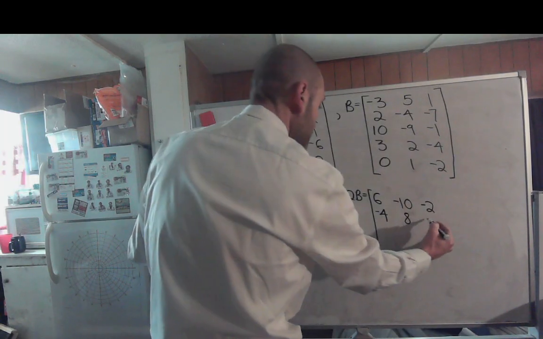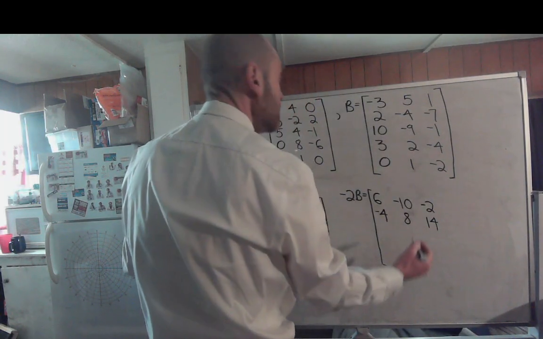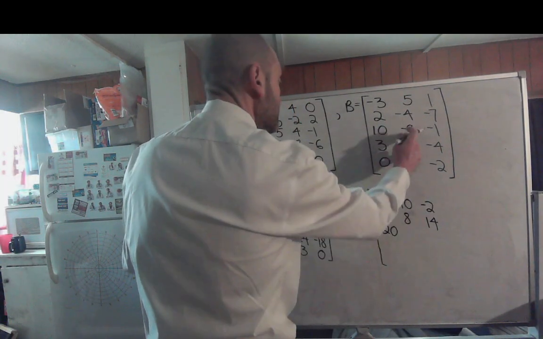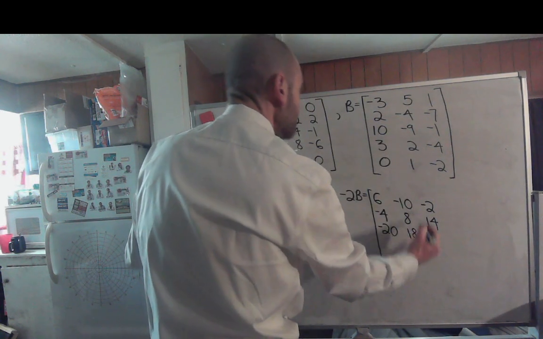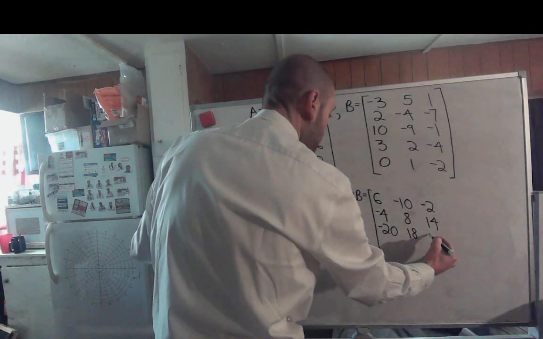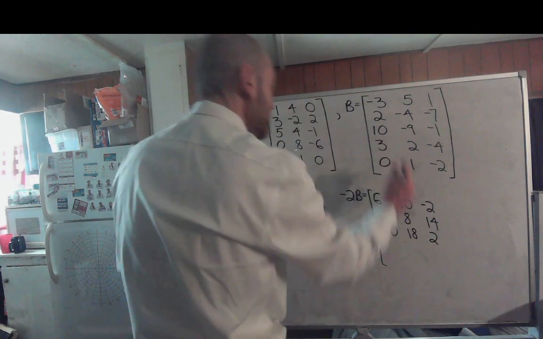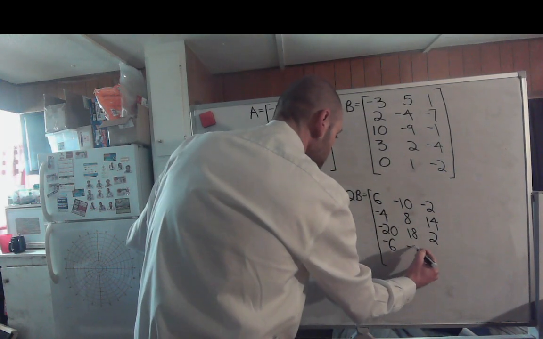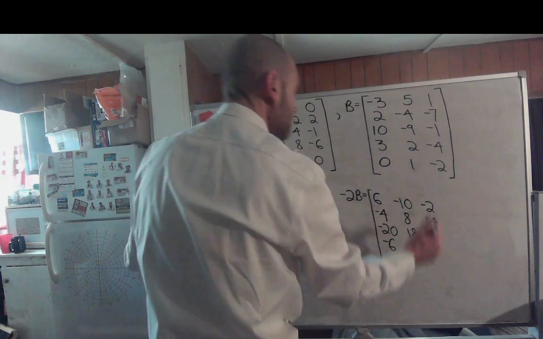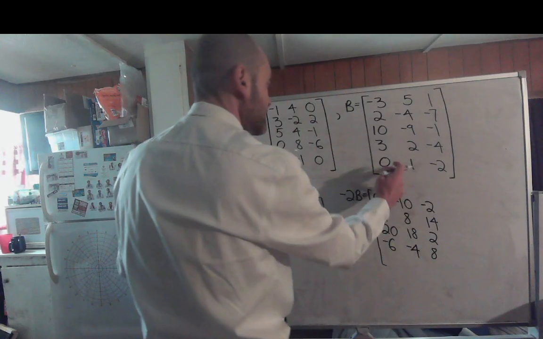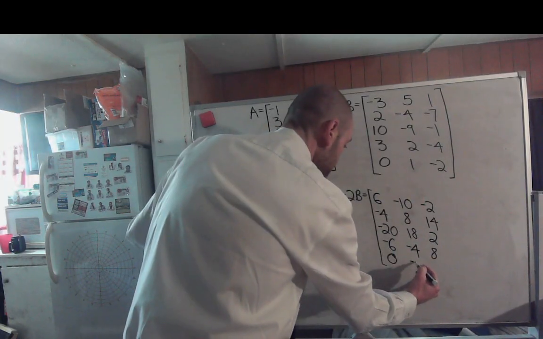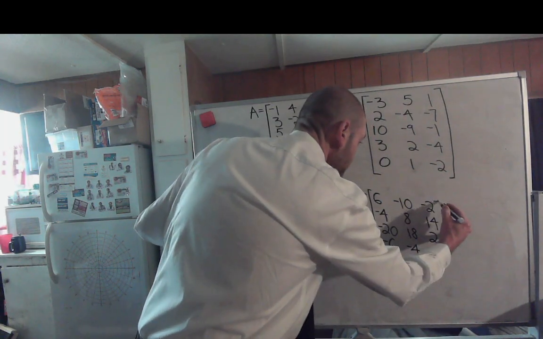Negative 2 times negative 7, positive 14. Negative 2 times 10 is negative 20. Negative 2 times negative 9 is positive 18. Negative 2 times negative 1, that's positive 2. Negative 2 times 3 is negative 6. Negative 2 times 2 is negative 4. Negative 2 times negative 4 is positive 8. Negative 2 times 0 is 0. Negative 2 times 1 is negative 2. Negative 2 times negative 2 is positive 4.